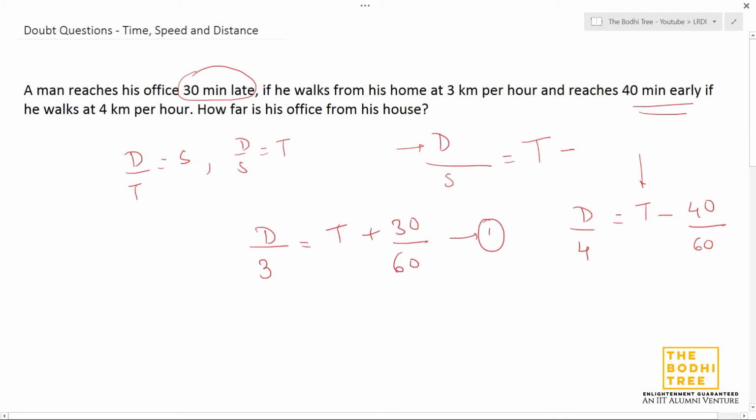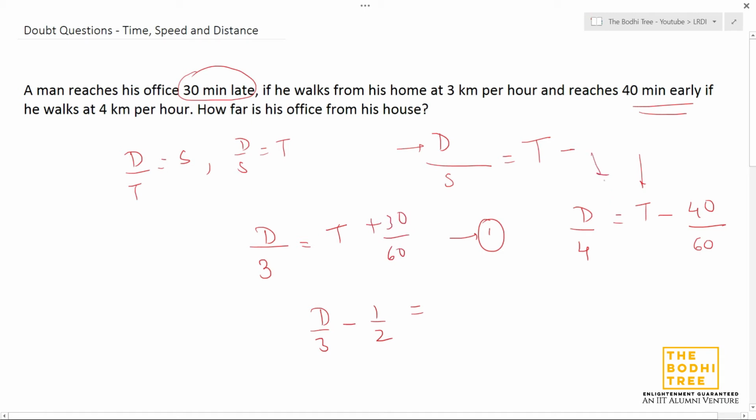So what is being asked? How far is his office from his house? Alright, so they are asking us about distance. So what we'll do is we'll equate the time component so that we'll get rid of time. So we'll be left with distance. So d by 3 minus 1 by 2 is equal to t, as this will go to the left side and we'll be left with time, right?